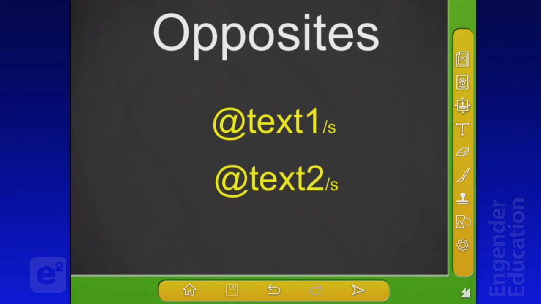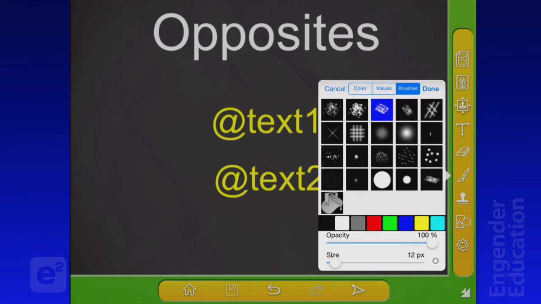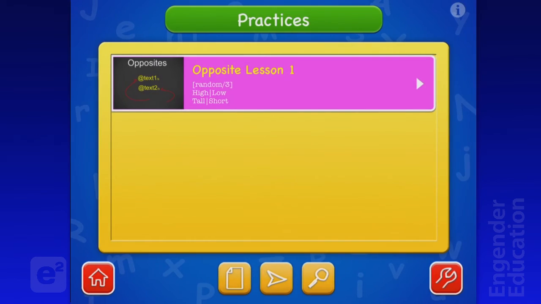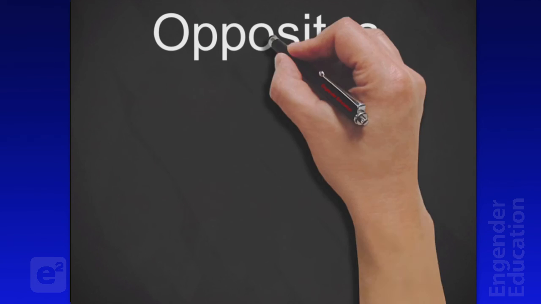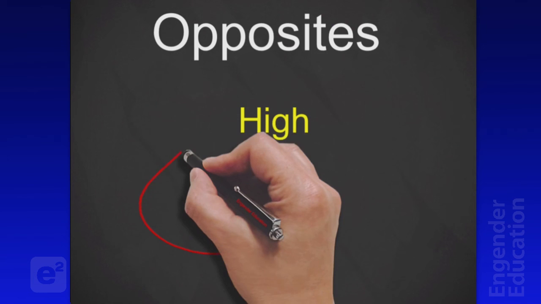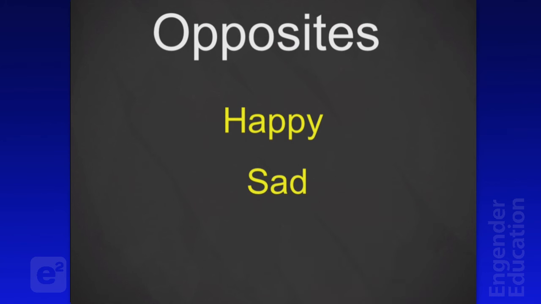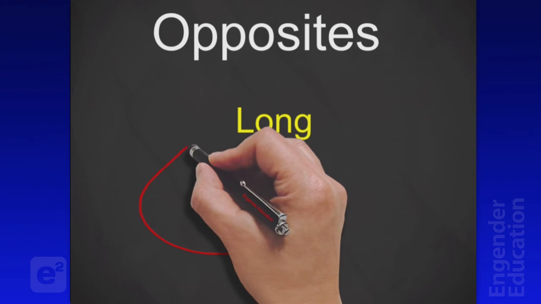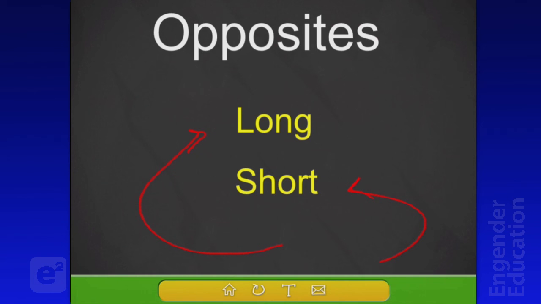So I want to add a little bit of animation here. I want to point at each word just to kind of remind people there. So you can say point here and point here, for no reason whatsoever, but I just want to show how that works, right? And let's play that. High, low. Happy, sad. Long, short. Right? See, that's pretty cool, huh?